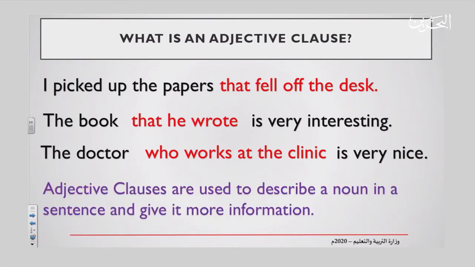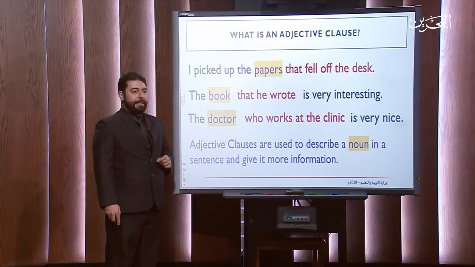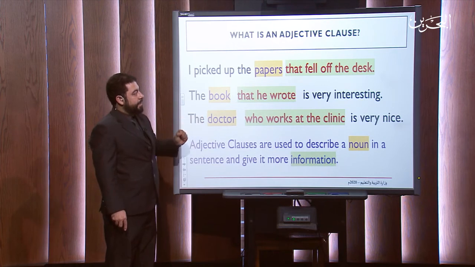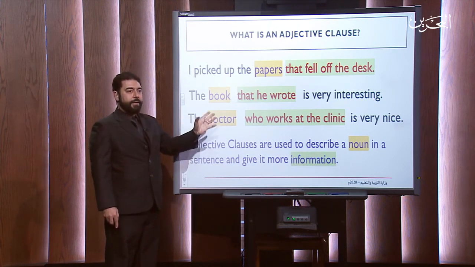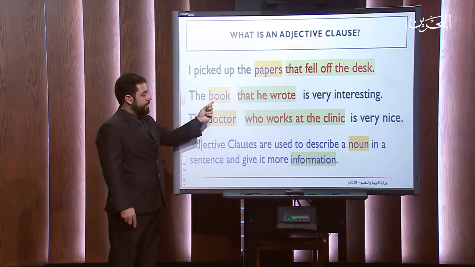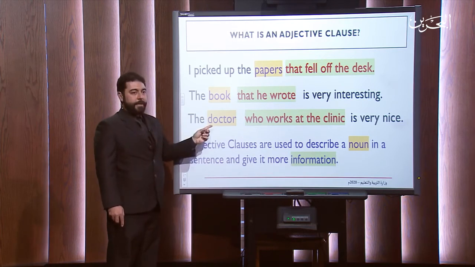So, adjective clauses are used to describe a noun. Notice that papers, book, and doctor are nouns in a sentence, and the clause gives them more information. That fell off the desk is more information about the papers. Also, that he wrote, more information about the book. Who works at the clinic, more information about the doctor.